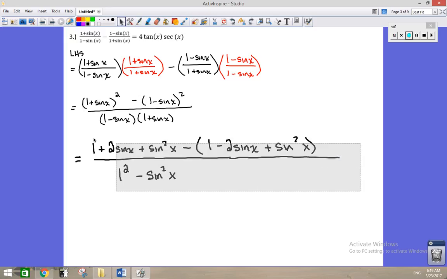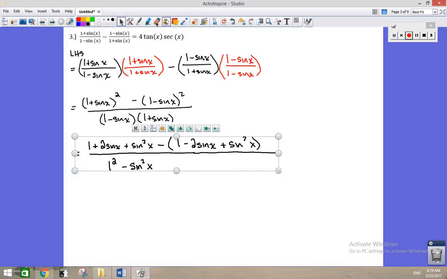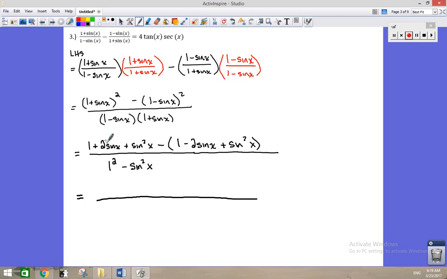Alright. So let's simplify this numerator. We have 1 minus 1, and that cancels. And we have 2 sine of x, and the double negative there, plus another 2 sine of x for 4 sine of x. And sine squared minus sine squared, those cancel. So the only thing I'm left with in the numerator now is 4 sine of x. 1 minus sine squared, by the Pythagorean identity, I can replace 1 minus sine squared of x with cosine squared of x.